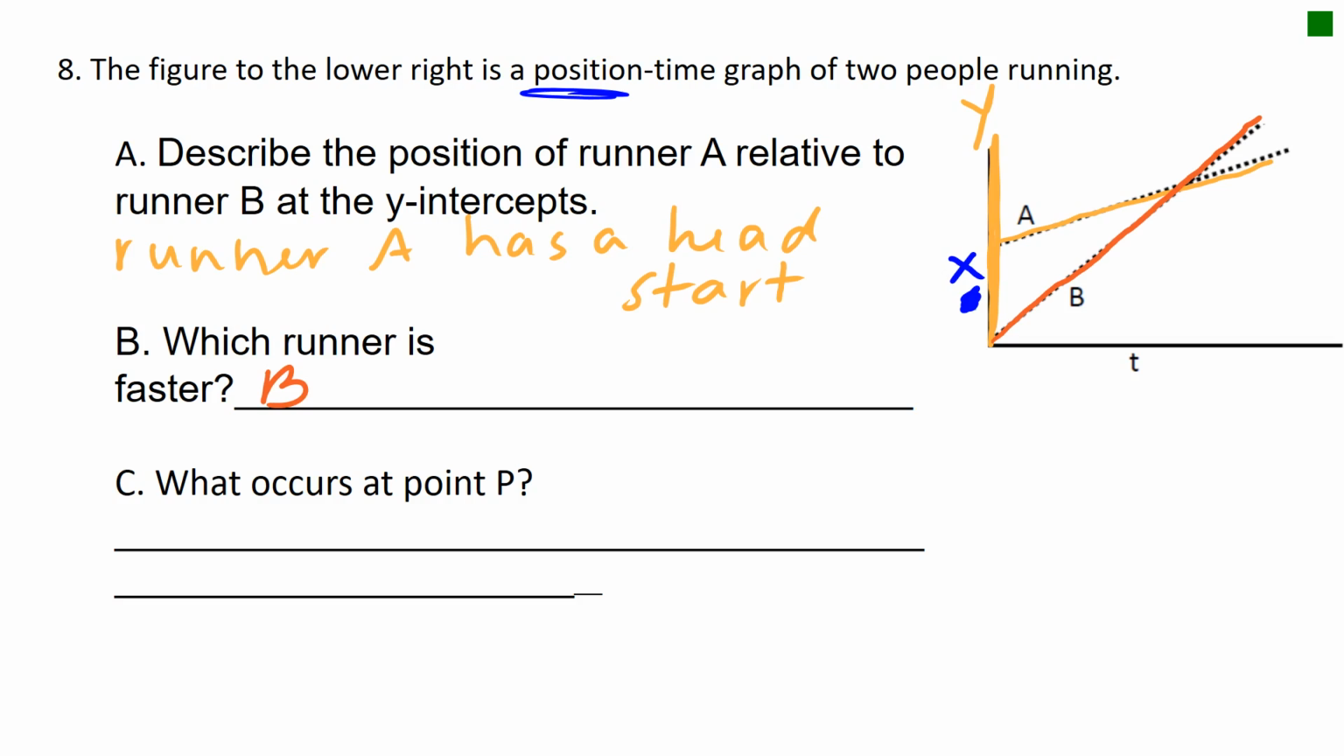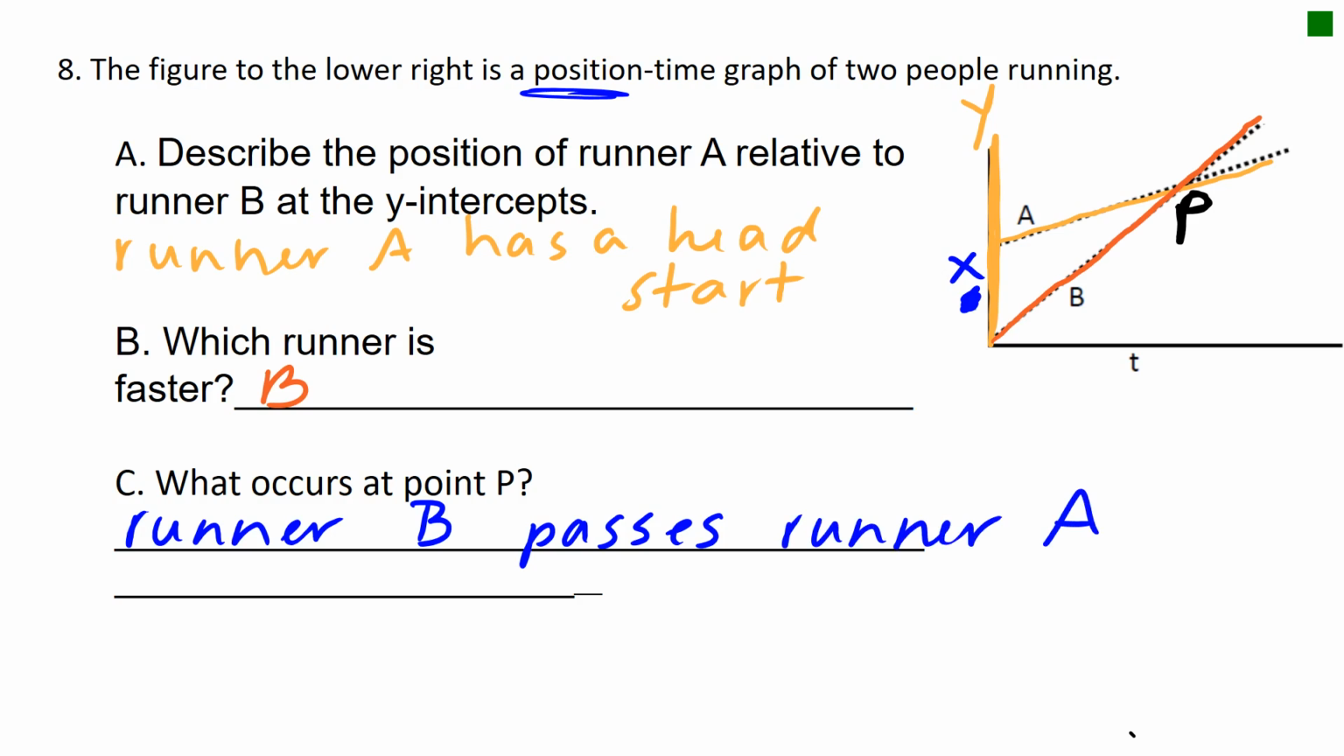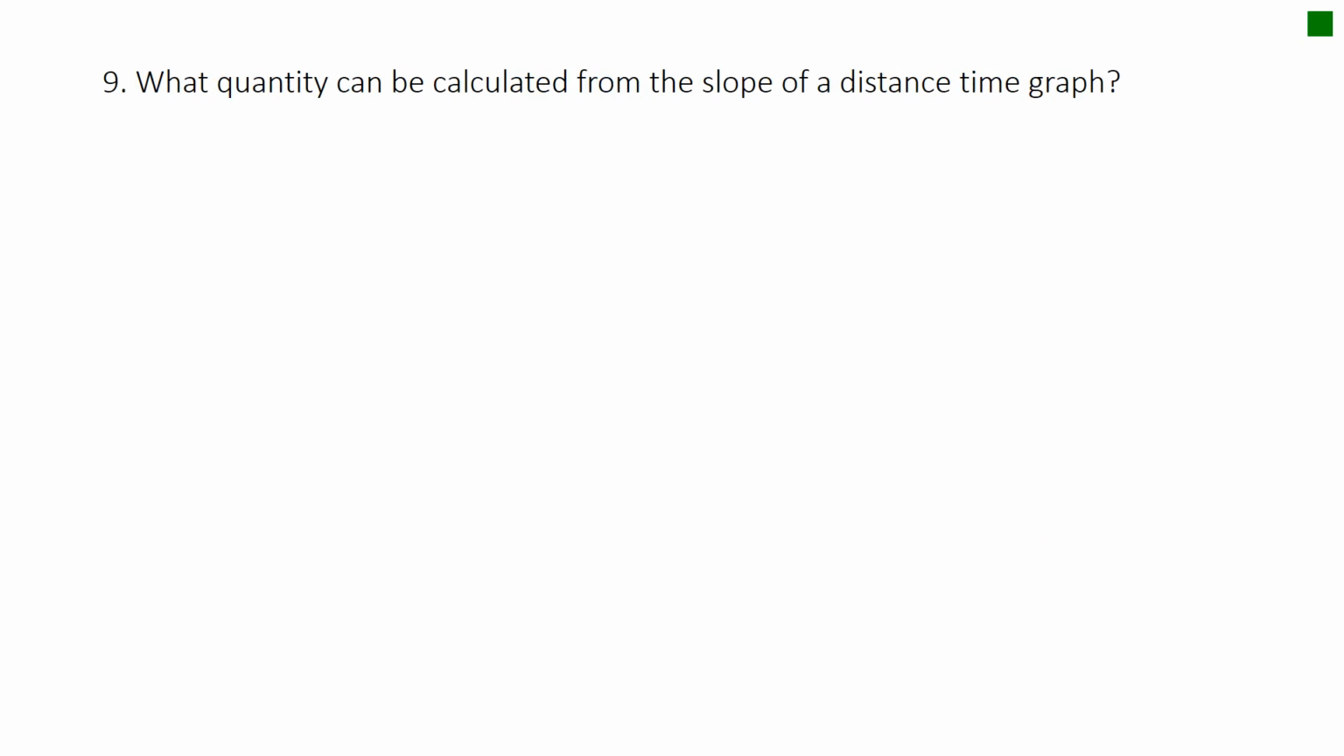And then the question asks, what happens at point P? Well, point P is supposed to be right here where there's that intersection. Okay, so at point P, runner B passes runner A. All right, that's that. Not much to that one. So let's move on. All right, so next question.